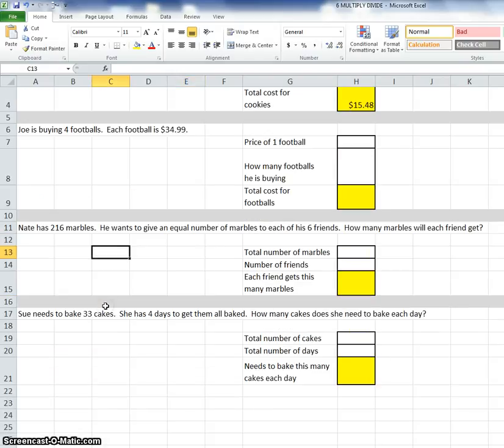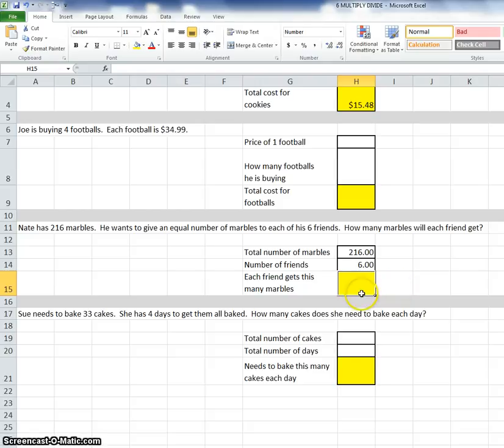This next one, Nate has 216 marbles. He wants to give an equal number of marbles to each of his 6 friends. How many marbles will each friend get? Well, obviously you're going to need to know how many marbles he has and how many friends he has. And then you're going to need to decide, is this an add, subtract, multiply, or divide problem? Well, he's dividing his marbles up equally among his friends.